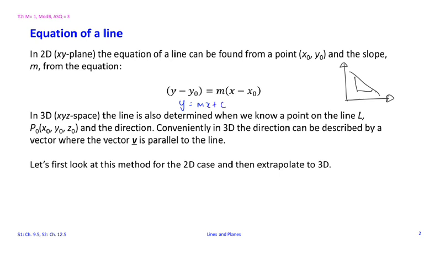In 3D space, however, we can also determine the equation of the line with a point, but also the direction. The thing about 3D is that the direction is defined by a vector. If we know the vector that is parallel to the line and a point, we can describe a line in three-dimensional space. But let's look at it in the 2D case, and then we'll extrapolate to 3D.